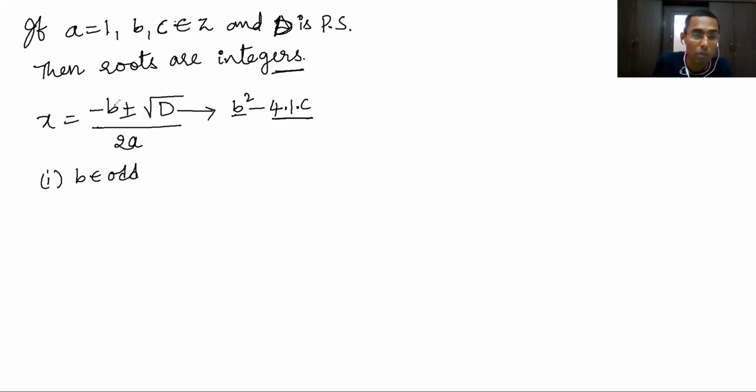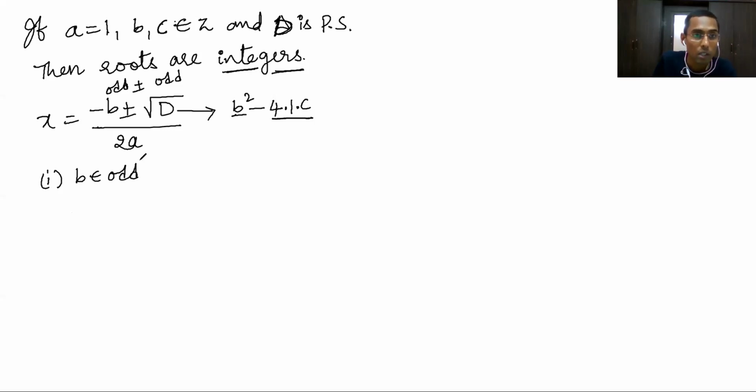So now here when B is odd, plus or minus, odd minus even is odd. So odd plus odd is even, odd minus odd is also even. Even by 2A, now what is 2A? A is 1. So when you divide an even number by 2, you are going to get an integer.